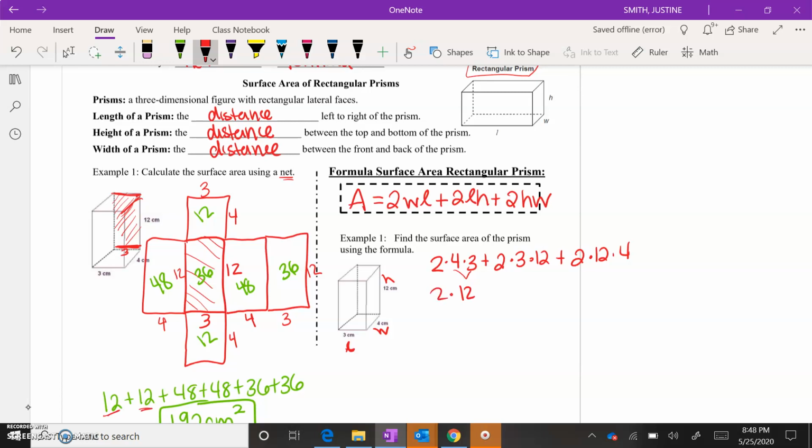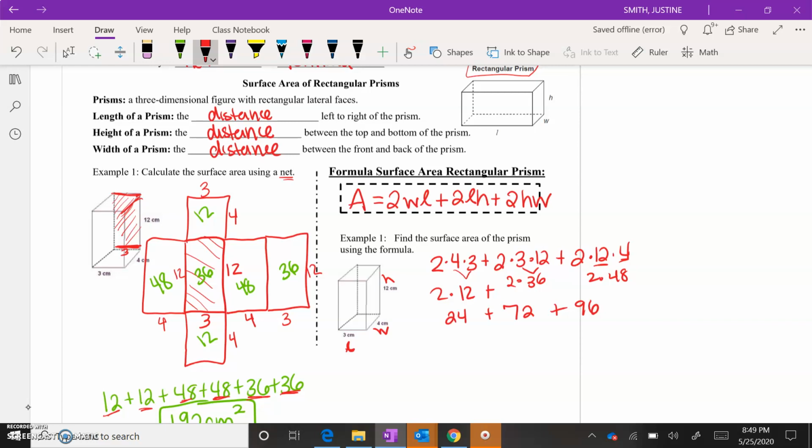I'm getting my 12 here, which I have over here, and there's 2 of them, so times 2 gives me 24, plus this was my 36, and there's two of them. Again, here it is over here. So that's 72. And then my 48, and again, there's two of them, which would be 96. So if I add those all up, hopefully I get the same thing.